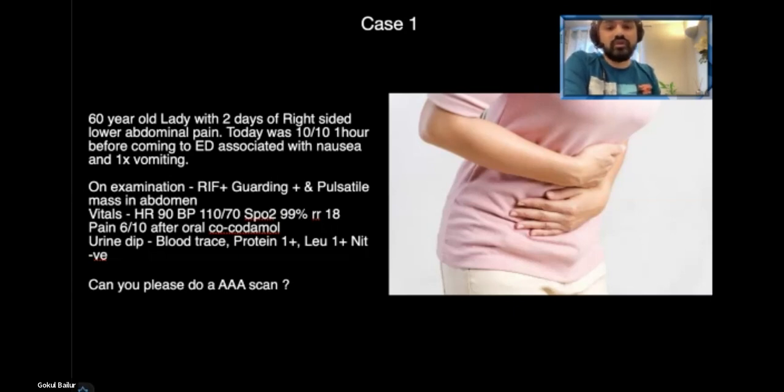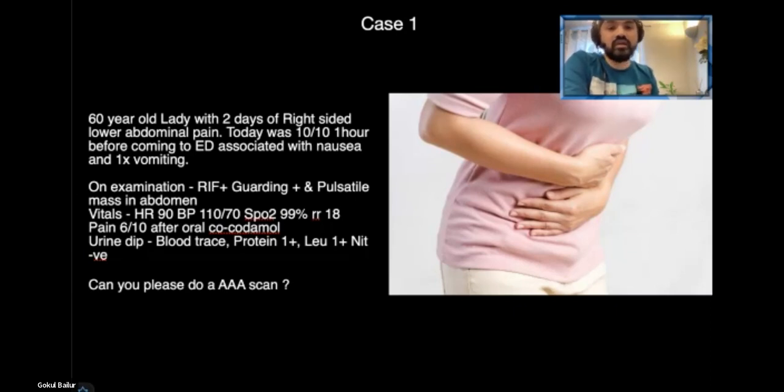She was seen by one of my colleagues. On examination of note, she had right iliac fossa tenderness and was guarding. They also felt there was a pulsatile mass in the abdomen. She's 60, so they were concerned about AAA as well. Her vitals were fairly okay. Heart rate was 90, blood pressure over 110/70. She's not on any beta blockers. Pain was about 6 out of 10 after co-codamol. A urine dip showed some trace blood, protein, leukocytes, but nitrates were negative.